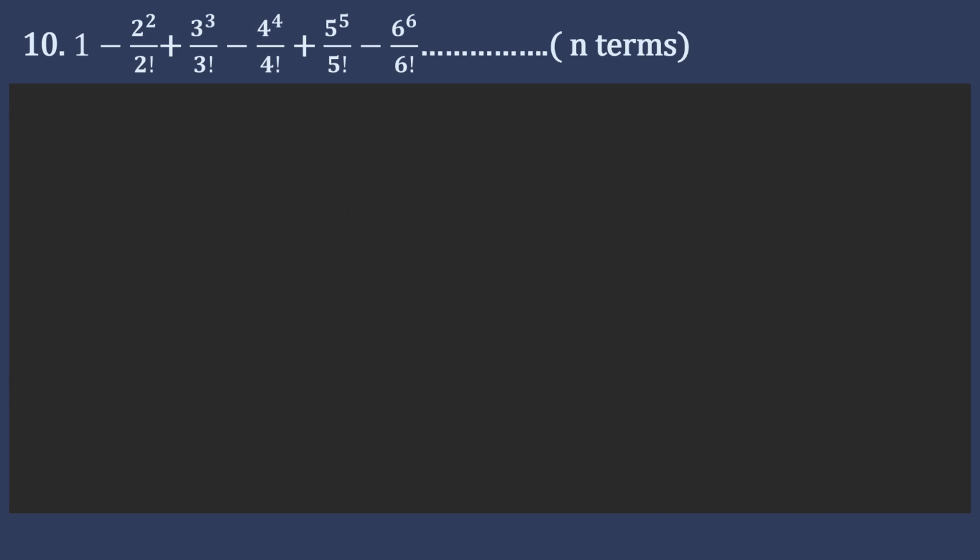Now the next series is like this: 1 minus 2 square by 2 factorial plus 3 cube by 3 factorial minus 4 to the power 4 by 4 factorial plus 5 to the power 5 by 5 factorial. Like this it is going on. So what is the pattern? You can think of the first term, 1, as 1 square divided by 1 factorial, minus 2 square divided by 2 factorial.